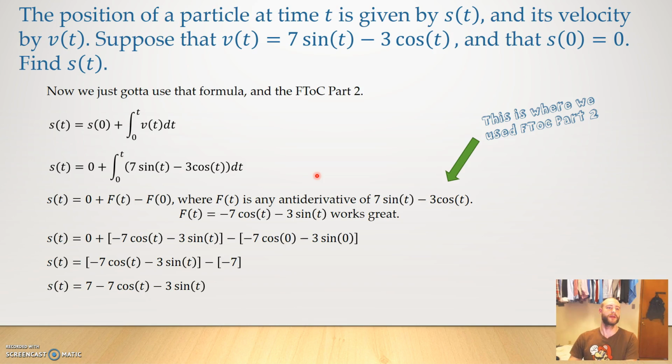All right, so now it's the computations. Now we just have to use that formula, and we have to use the Fundamental Theorem of Calculus Part 2, unless you want to integrate that using Riemann sums, which I don't think you want to do.